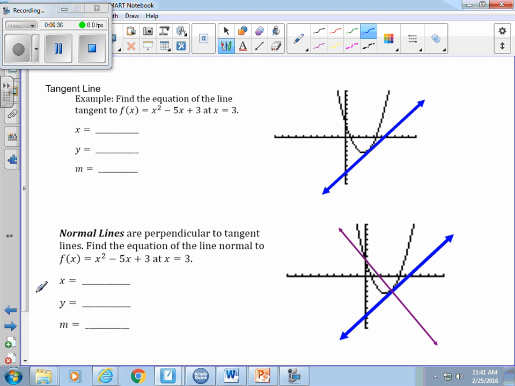Okay. We are going to do a more thorough discussion of this another day, but we're going to do a really quick one today on what a tangent is, how to find a tangent line, and then how to find a line that's called a normal line.